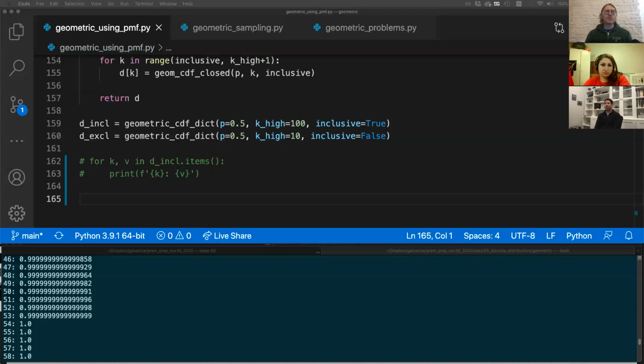Although we'll get into a little bit more complex math in the pre-course and in the DSI itself in regards to the geometric distribution.